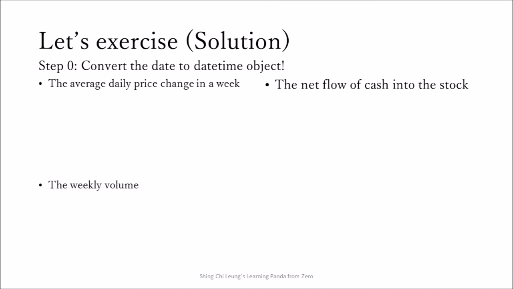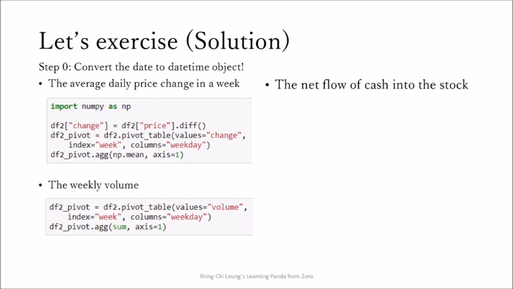Let's check the answer. Before we go through the solution, the first step we need to do is to convert the column date from string object to datetime object. The procedure is identical to what we have discussed in this tutorial, so I will not go into details here. After we have column date containing datetime object, let's dive in to take a look how to calculate the average daily price change in a week.